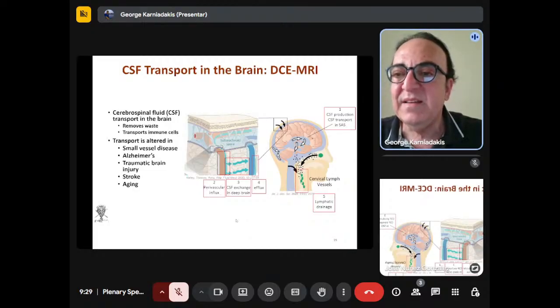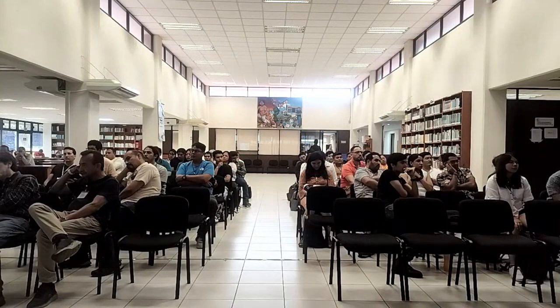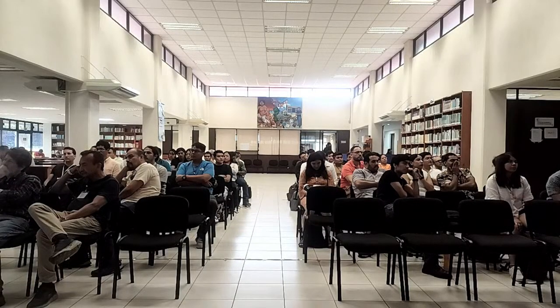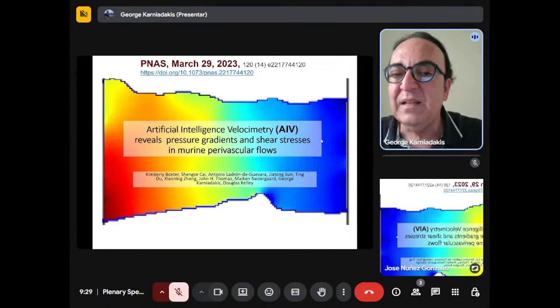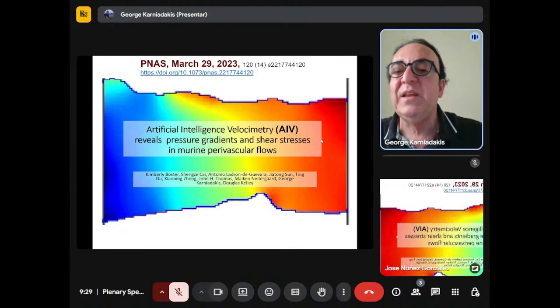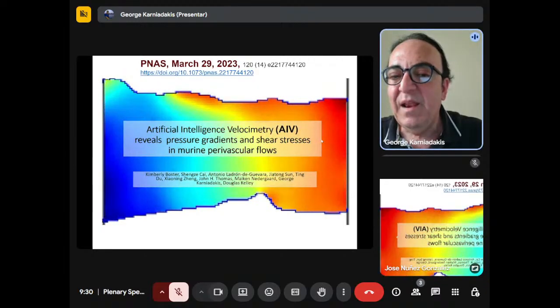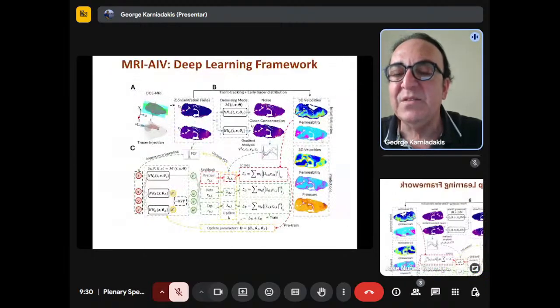You can see that the CSF is produced deep in the brain, and then it goes into a perivascular space. In earlier work, we published a paper in Proceedings of the National Academy of Science where we were able, using particle tracking, like I talked about before, to obtain the velocity in the perivascular space. But nobody has ever been able to infer or measure the pressure and the velocity field deep in the brain. And we're talking about animal studies here.